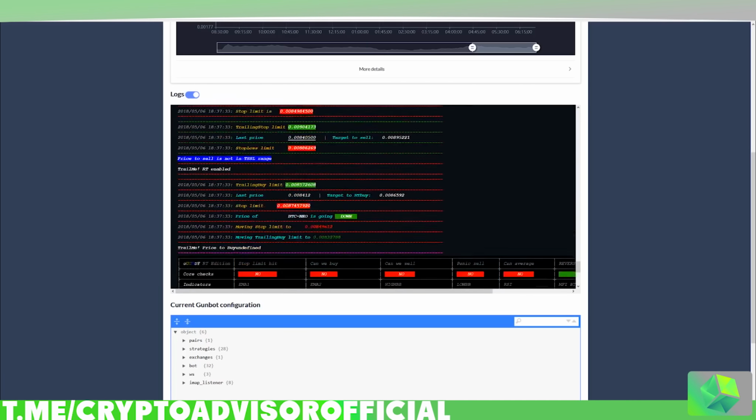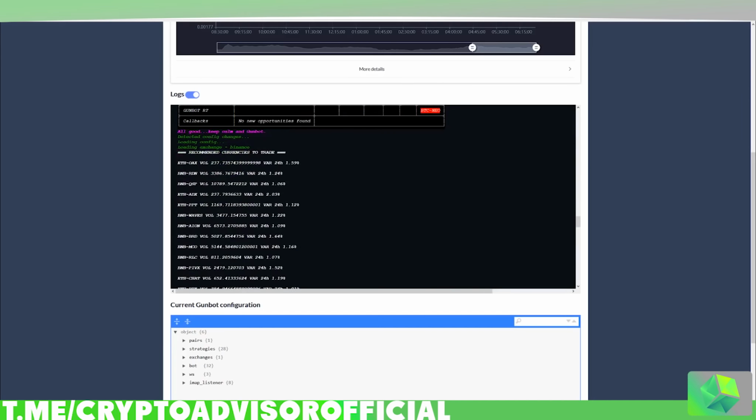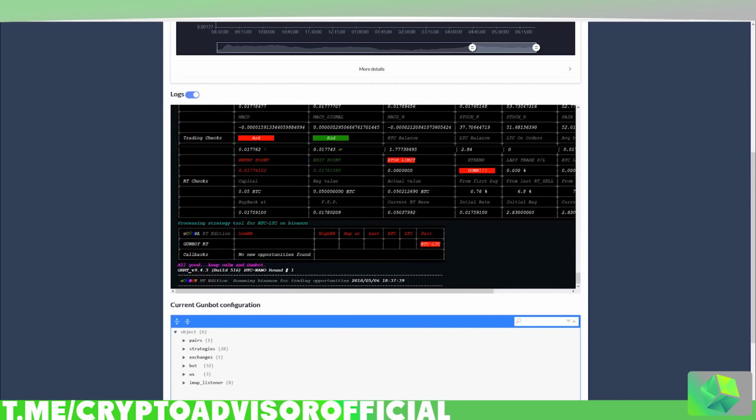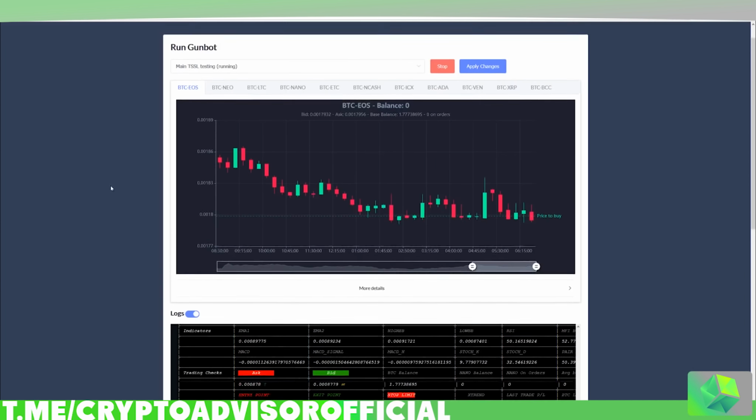So here it is right here. It has this little list of recommended pairs to trade whenever you start the bot, and then you can copy those if you feel to do so.